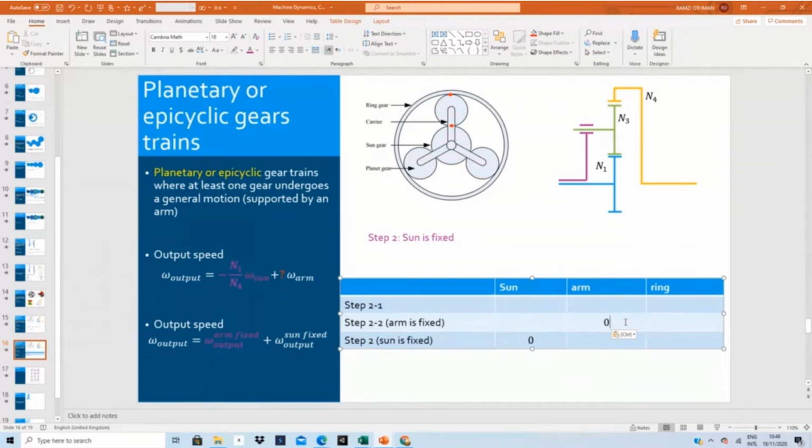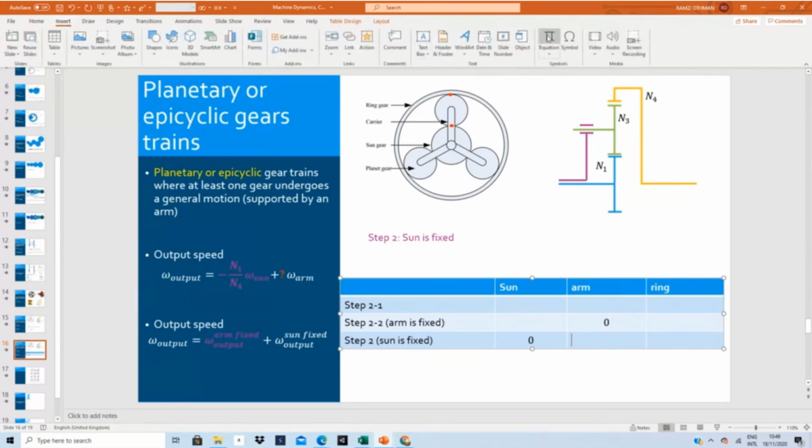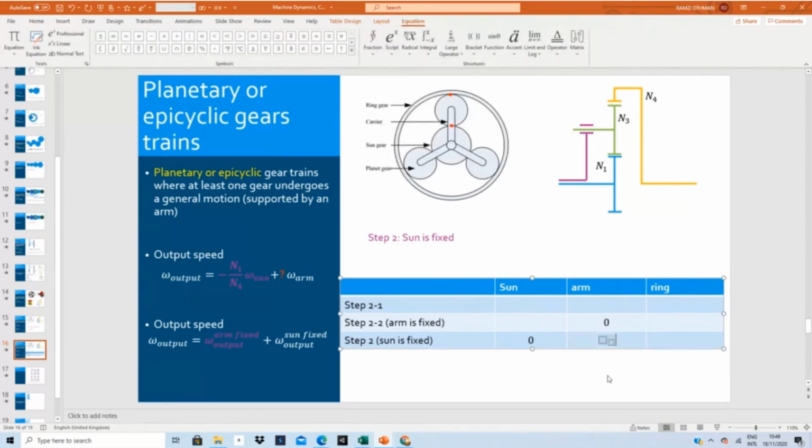So to get this case, what I want here is to see the effect of the arm. So it will be omega of the arm here, or omega 3. Omega 2, the arm. So at the end, I want to have the omega of the arm.